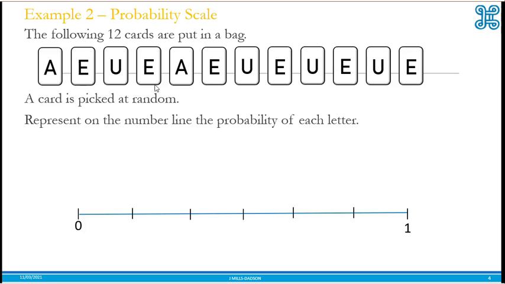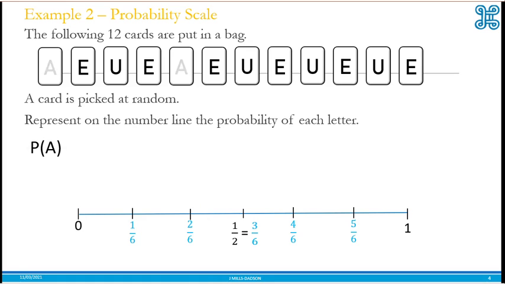So we have 12 cards. A card will either have A, E, or U on it. We're supposed to work out the probability of A, E, and U and place the event on a scale. The scale given to us has 6 sections, so each answer that we have, we can rewrite in an equivalent way to make it out of 6. So we label our scale.